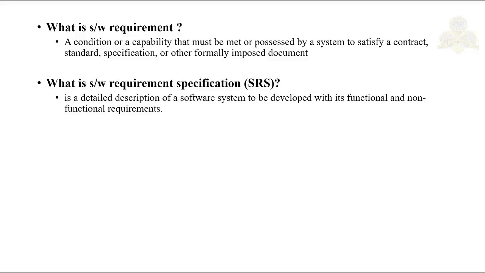Now, it is a detailed description of the software system to be developed with its functional and non-functional requirements. Now, this SRS, or the software requirement specification, is nothing but a document. It contains all the functionalities that the client wants. Along with that, you have non-functional requirements as well. Now, what are these non-functional requirements? We got to know what is a functional requirement.